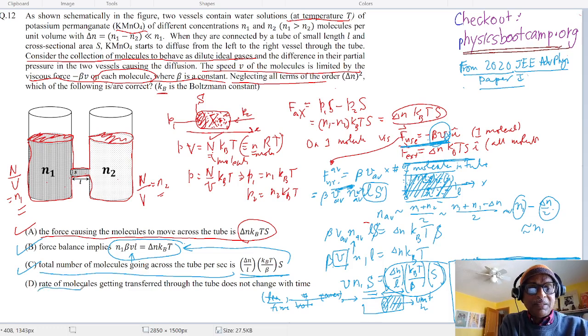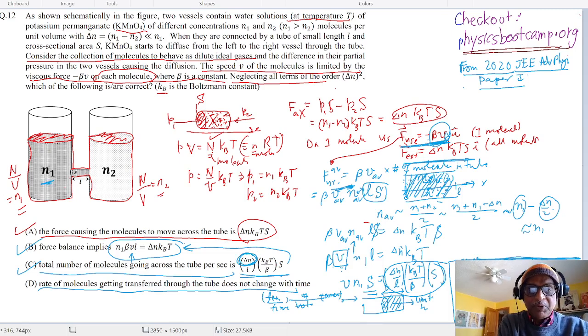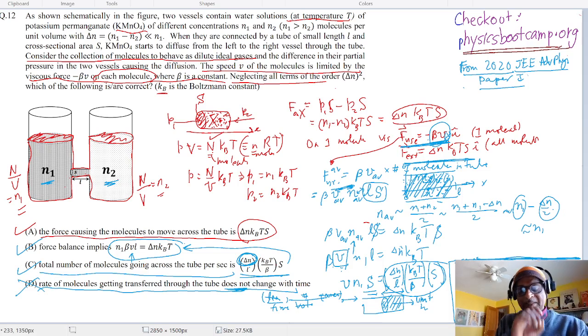How about D? The rate of molecules getting transferred does not change with time. You can see this is the average rate, and it depends on delta n. And delta n will be changing because n1 will be going down and n2 will be going up. And so delta n is changing. So this says it does not change, that means it is incorrect. So all of these problems are basically coming from here. As long as you do B right, all of them will follow from it.